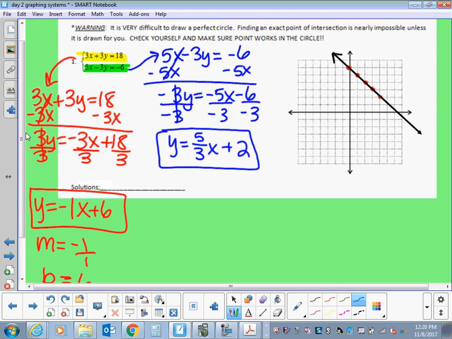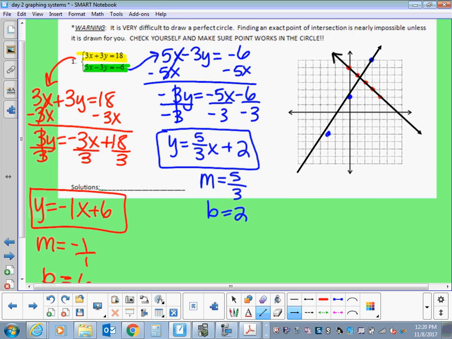Once again, you can put this line in your calculator and look up your points. I think we can look and see what's my m. 5 over 3, and what's my b? Positive 2. So let's go ahead and plot. I start at positive 2, I'm going to go up 5, 1, 2, 3, 4, 5, over 3, 1, 2, 3, 1, 2, 3, 4, 5. There are my lines.